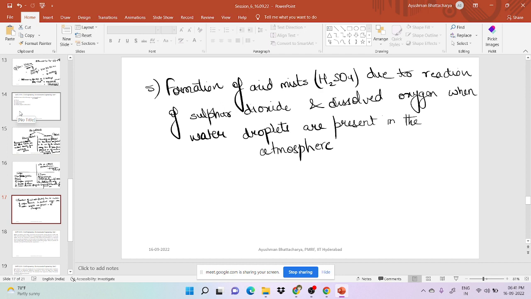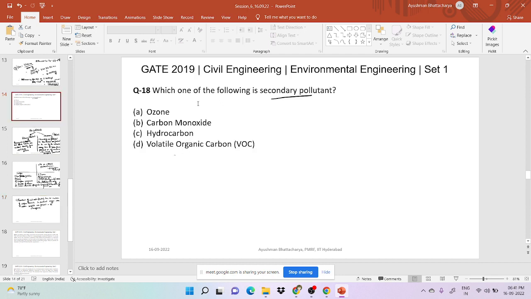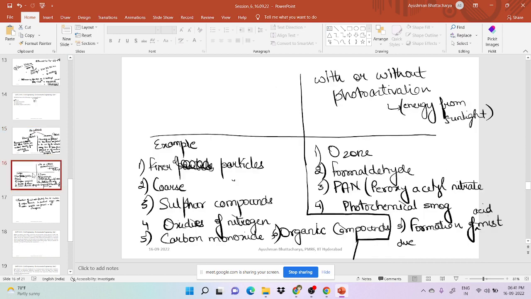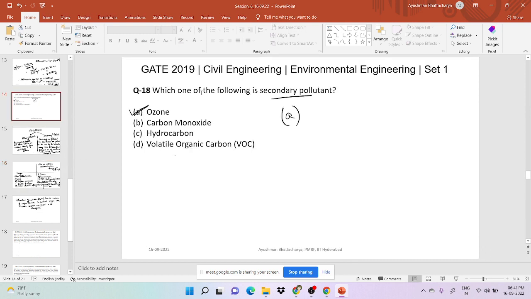Now let's go back to the question. Which of the following is the secondary pollutant? Based on the examples I have just given, ozone is the secondary pollutant. So option A is correct. The basic purpose of providing this much information is that tomorrow instead of ozone they might give you photochemical smoke or peroxyacetyl nitrate and formaldehyde. So that time you should be able to recognize the secondary pollutant. I hope this is clear.